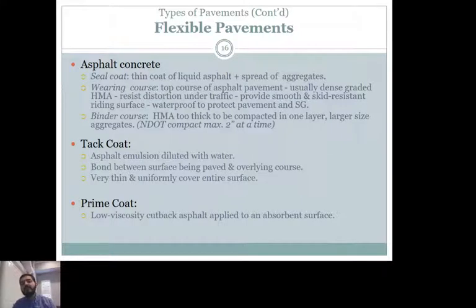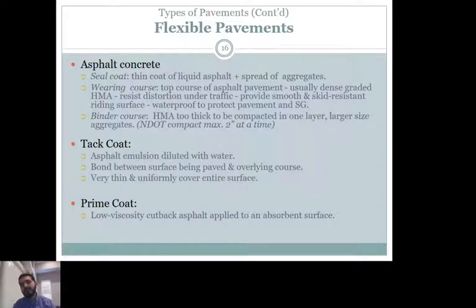Tack coat is the asphalt emulsion. It's an asphalt emulsion diluted into water. The main goal for the tack coat is actually to bond between surface being paved or overlaying course, and it's very thin. Typically, it uniformly covers the entire surface.